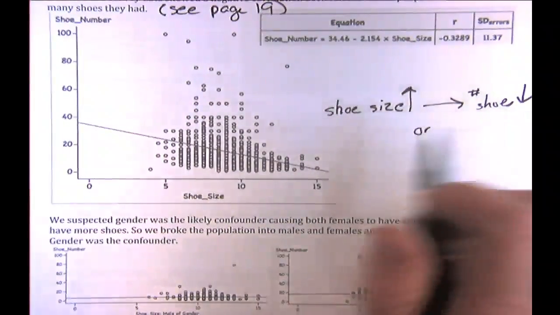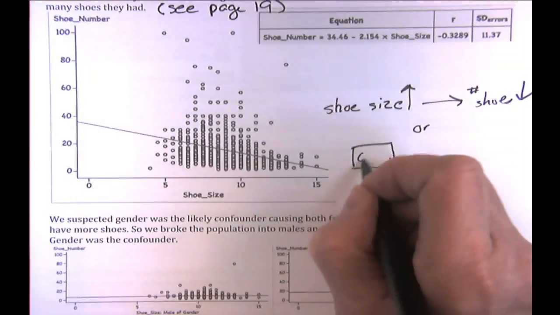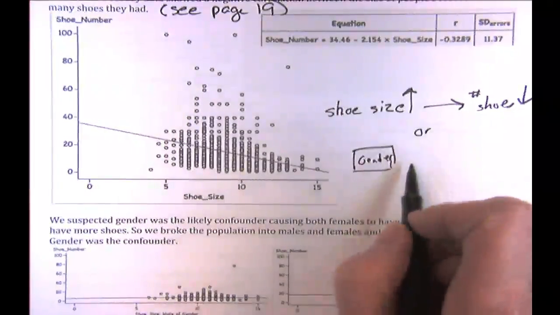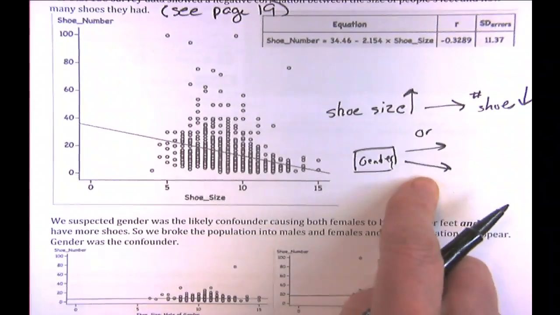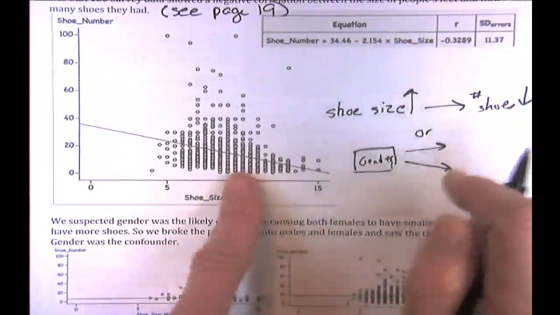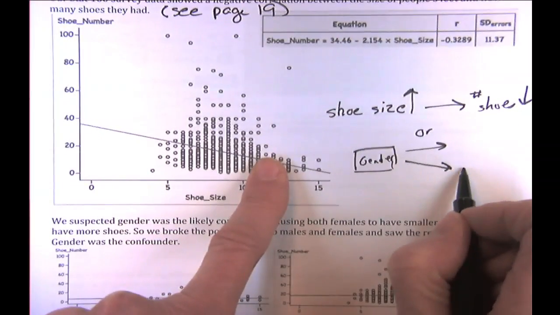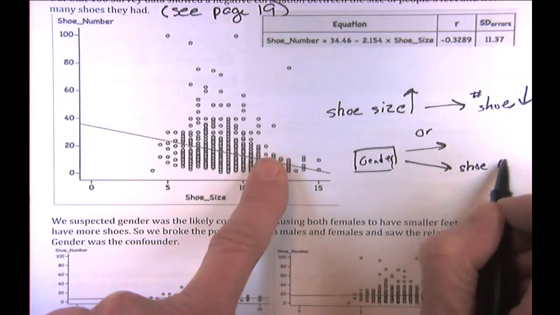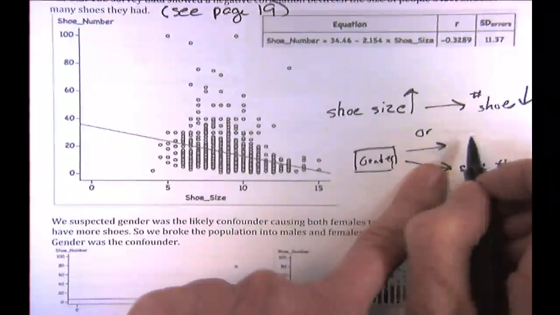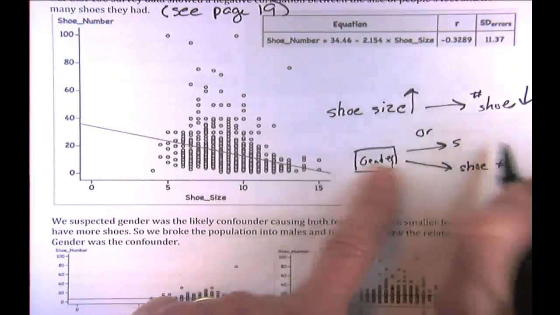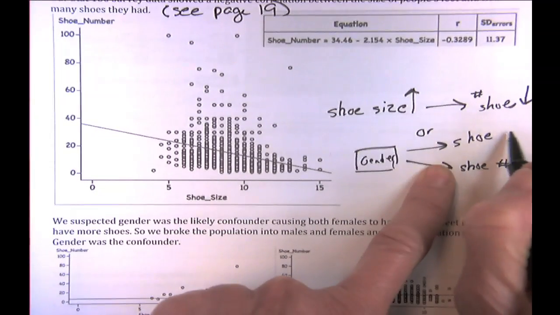Or is there some kind of confounding variable, in this case gender, that we're thinking of? Males are down here with big feet and not many shoes, so gender is driving the shoe number, or females are up here with smaller feet and more shoes. Gender is both driving the number of shoes and driving the shoe size.